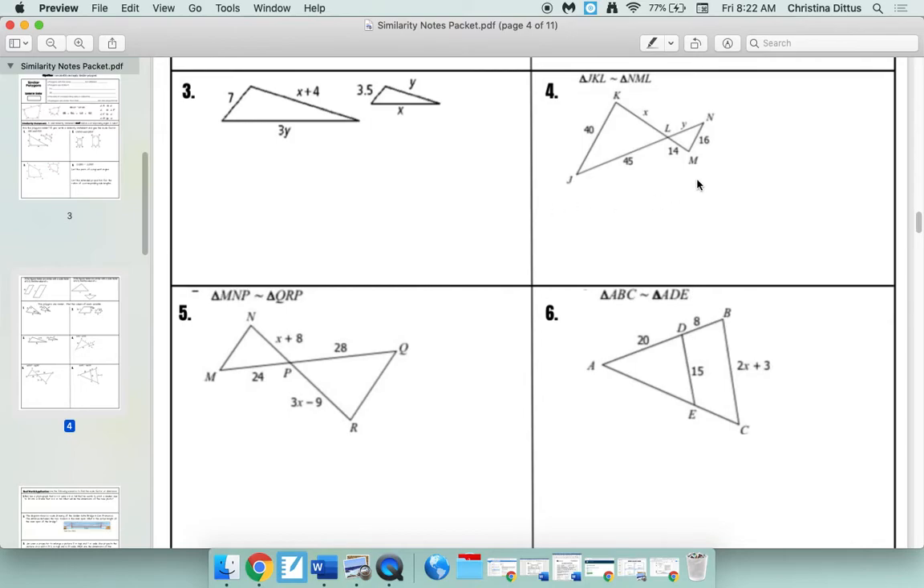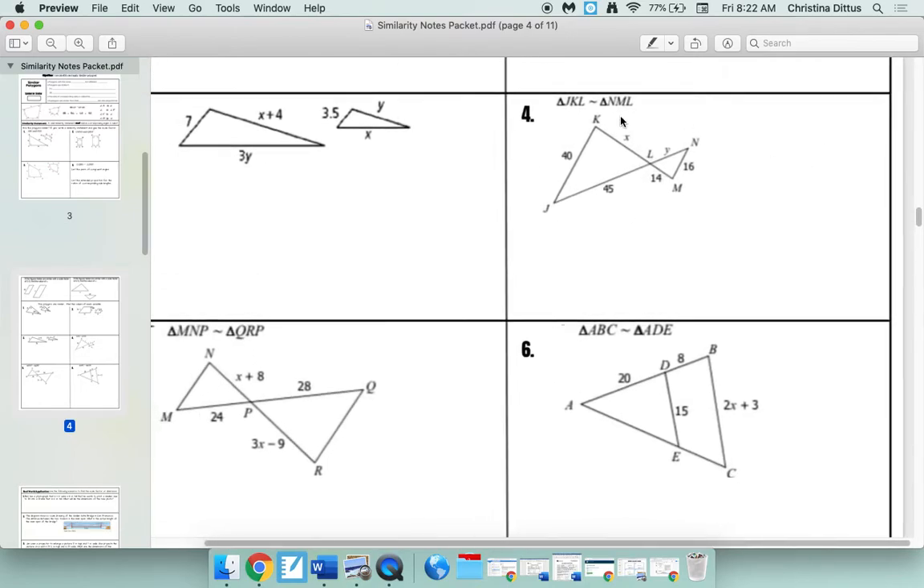Alright, let's look at number 4. Let me zoom in a little bit. Notice it tells you how to match these. Okay, so it tells me JK matches what? NM. So that 40 matches 16. And then it also tells me KL, that X, matches ML, 14. How would I set up my fraction? X over 14.